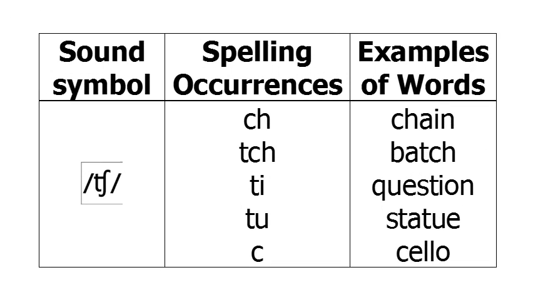This sound is pronounced ch. It is got from CH, TCH, TI, TU, and can also come from letter C. So example: chain, batch, question, statue, cello.